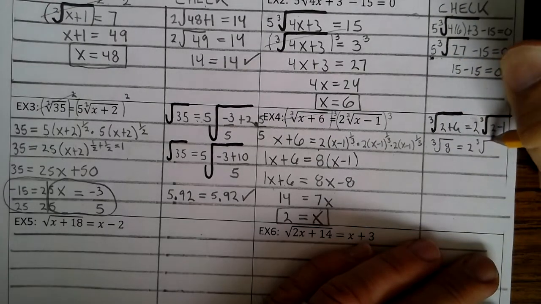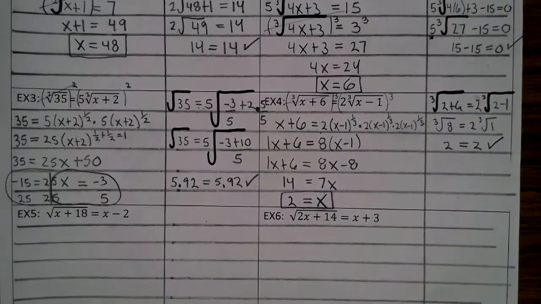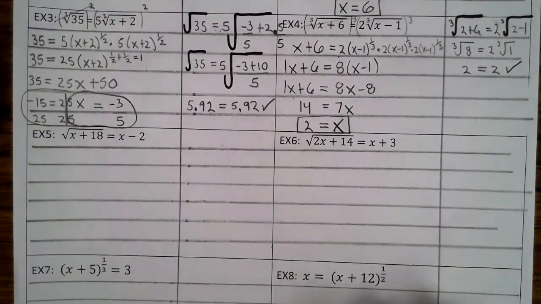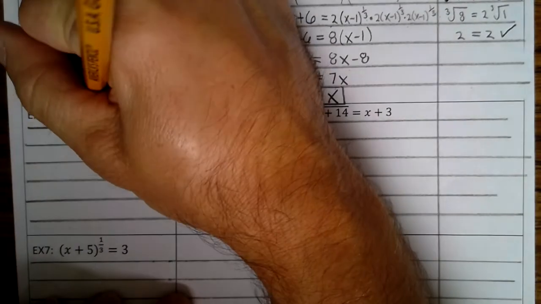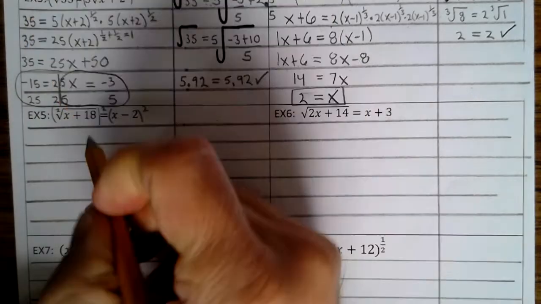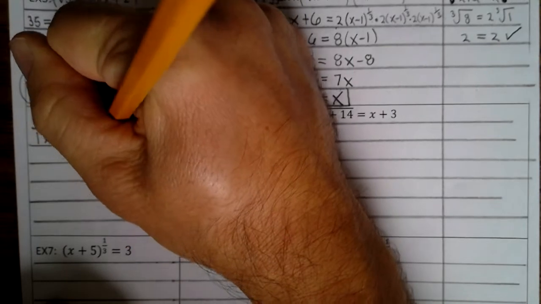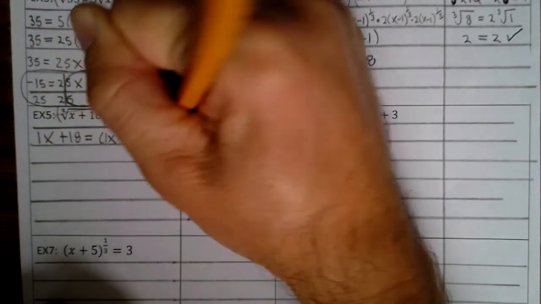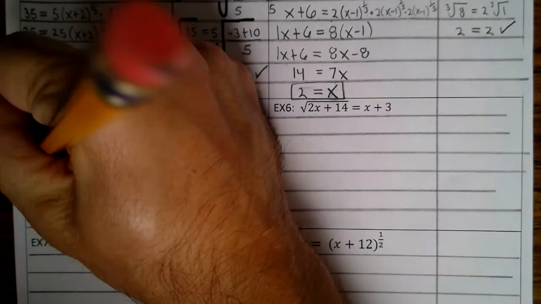All right, let's take a look at example 5. The index is 2, so we're going to raise both sides to the power of 2. This becomes power of 1, so you're left with 1x plus 18 equals x minus 2 times x minus 2. So we need to FOIL this and leave this alone. So 1x plus 18 equals 1x squared minus 2x plus 4.